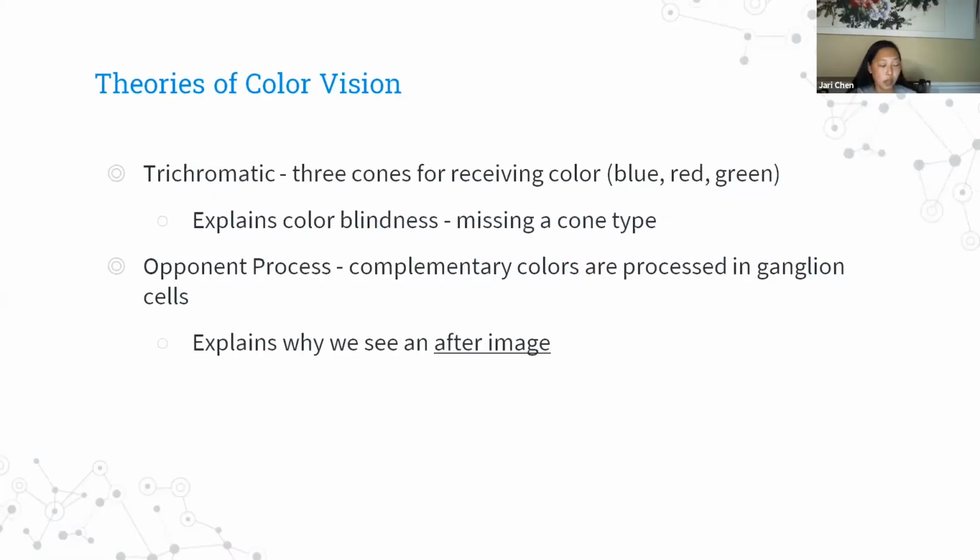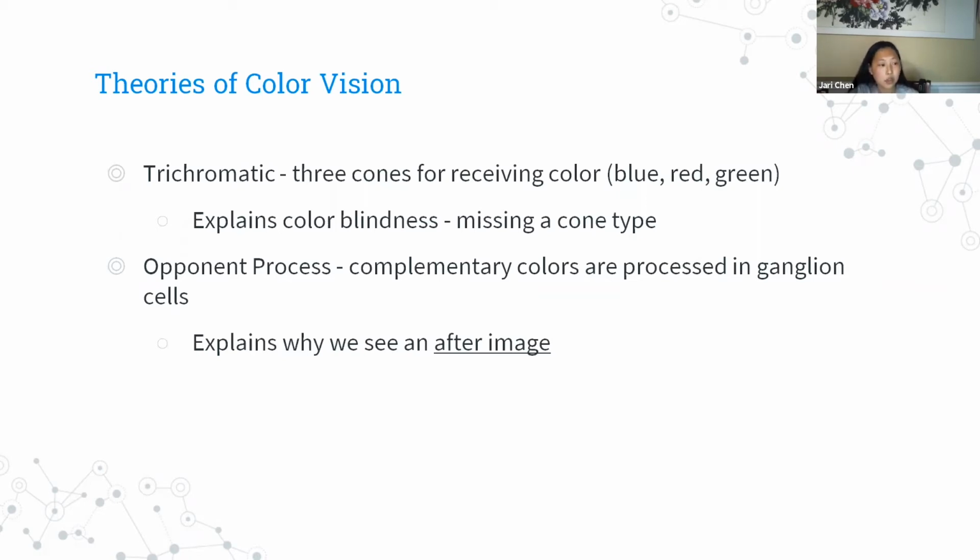Okay, so this is something that I find kind of interesting, which is the theories of color vision. So how do people see color? So there's the trichromatic theory. It basically says cones, which are the things in our eyes that receive color signals, each have a different color related to them. So blue, red, and green. So this helps explain color blindness, as if you're colorblind for green, then you're missing the green cones.